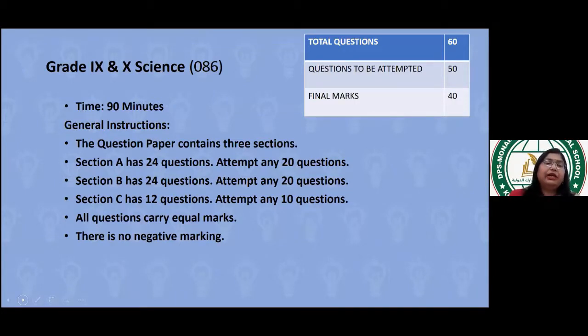The question paper will carry 3 sections. Section A has 24 questions, where the student has to attempt 20 questions. Section B has 24 questions. Again, they have to attempt any 20 questions. Section C will have 12 questions, where they have to attempt 10 questions. So all the questions will carry equal marks, and a good thing is there is no negative marking.